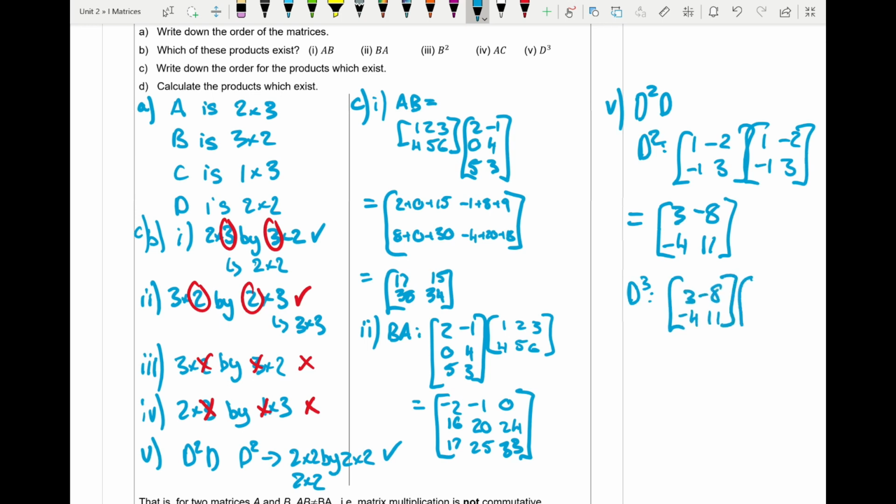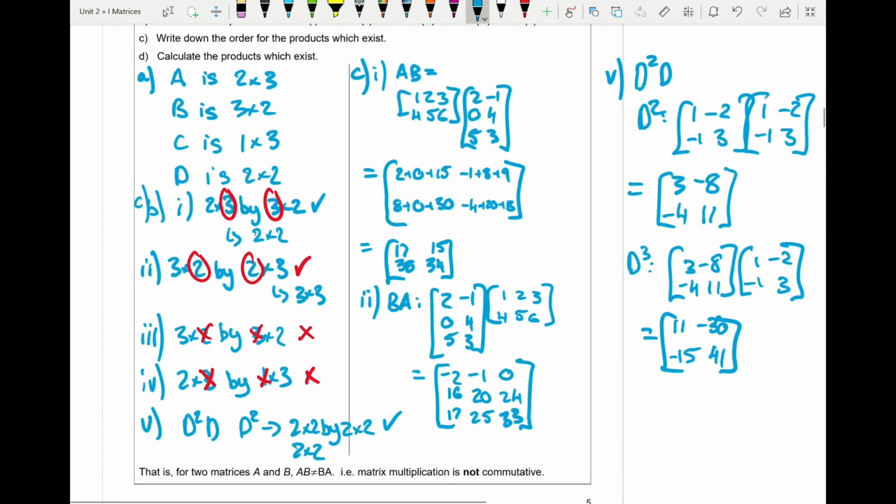So to find D cubed, we're then going to take that 3, negative 8, negative 4, 11, and multiply it by 1, negative 2, negative 1, 3. Okay, and that is going to give us the following: 11, negative 30, negative 15, and 41. So that's our answer for D cubed.